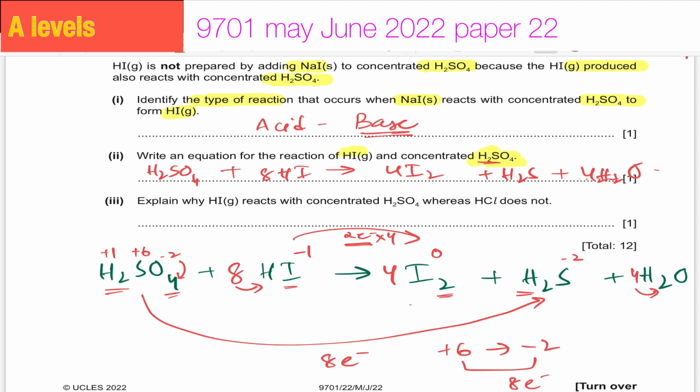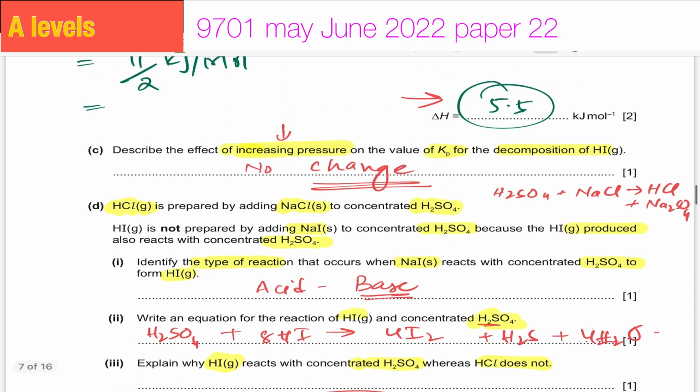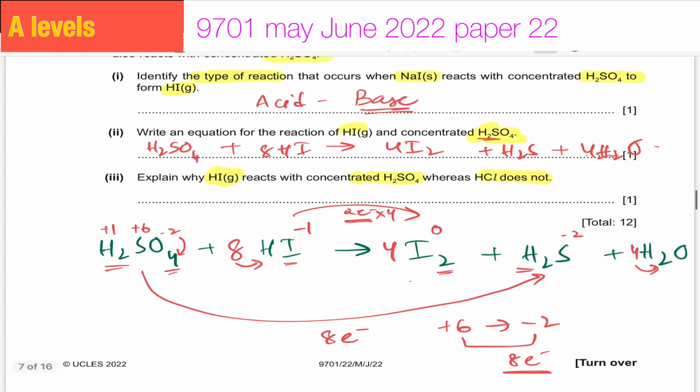Now, last part of this question is explain why hydrogen iodide reacts with concentrated sulfuric acid, whereas HCl does not. HCl does not react with H2SO4, but HI can react with H2SO4. The reason is HI is a stronger reducing agent than HCl, right? So the reason is because in this reaction HI is acting as a reducing agent. It has reduced sulfur from +6 to -2.